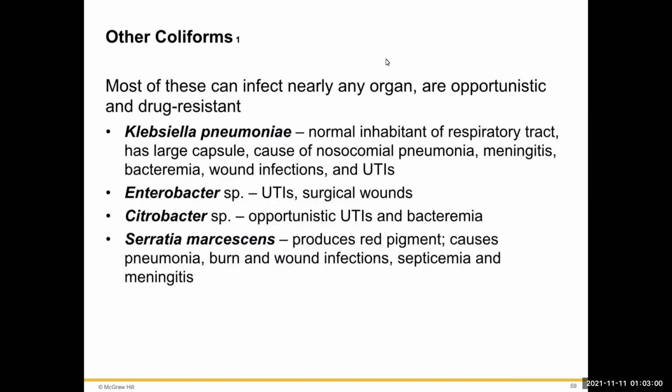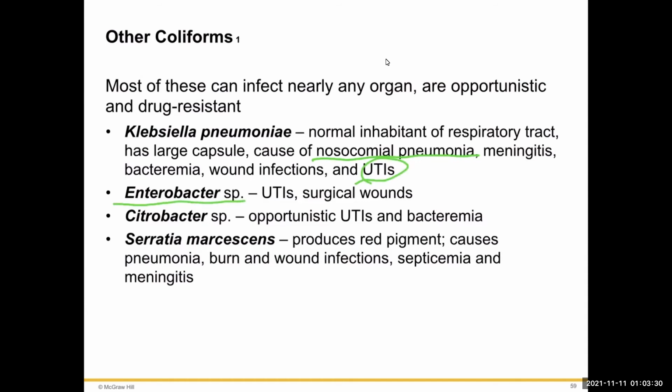Other coliform infections: most of these can affect nearly any organ. They're opportunistic, and a lot of them are drug resistant. They take more than one type of antibiotic to fight the infection. Klebsiella pneumoniae is a normal inhabitant of the respiratory tract, has a large capsule, and causes nosocomial pneumonia, meningitis, bacteremia, wound infections, and UTIs.